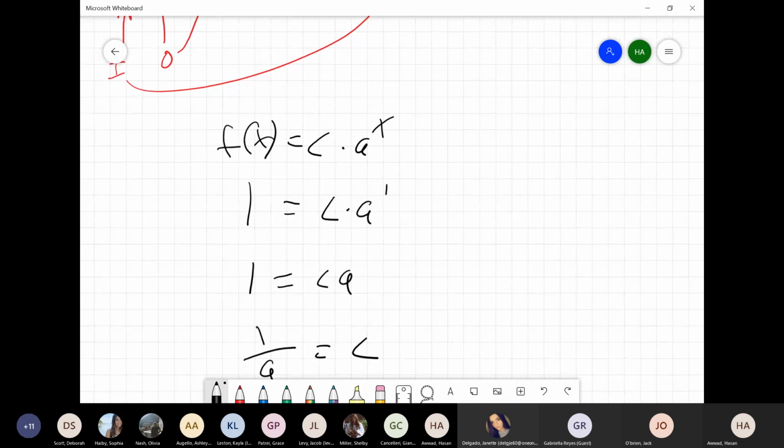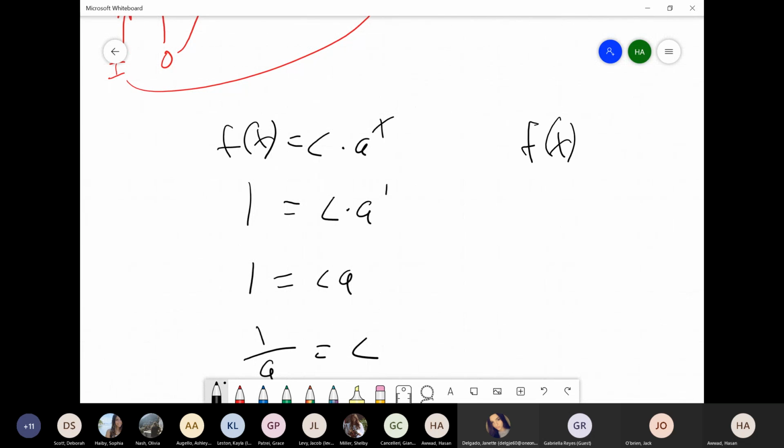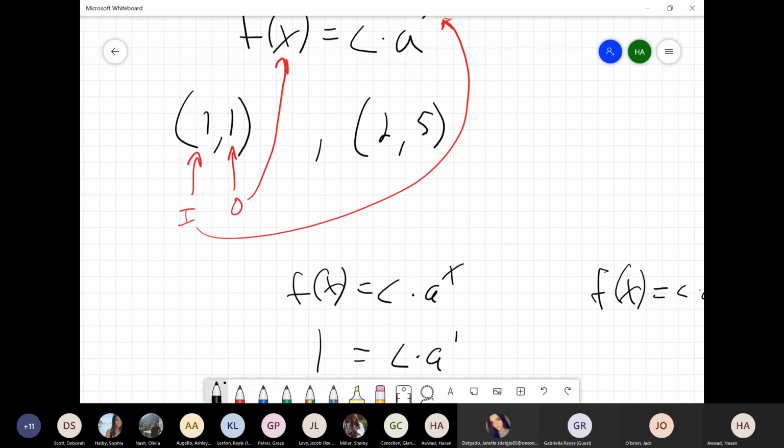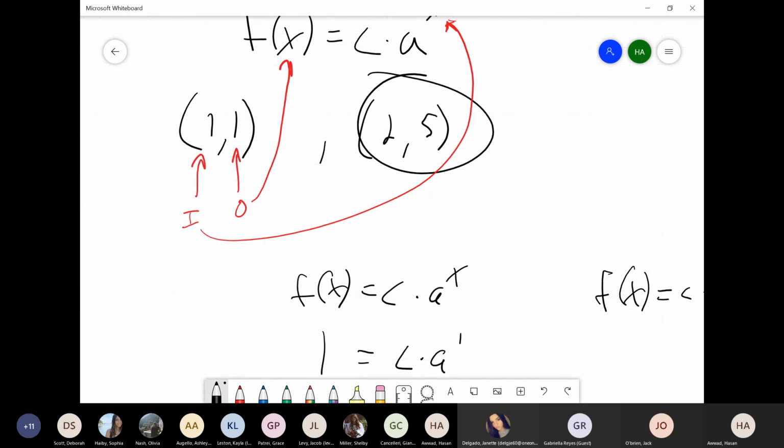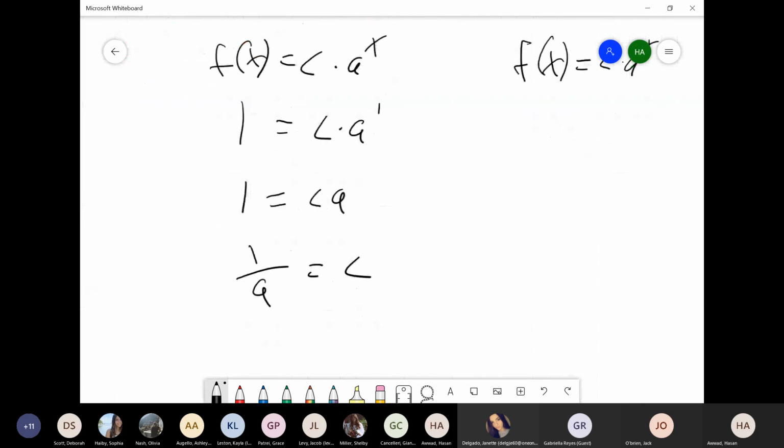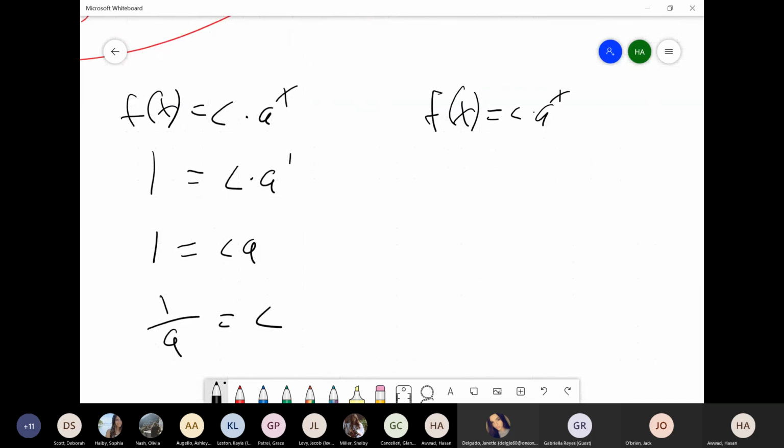So now what we can do is we can set this up again. So f of x is equal to c times a to the x. And now we're going to use our second input, the 2, 5. Well, our second solution, I should say. Second input being 2 and second output being 5. And this time, we know what c is. So we can plug c into our equation, and we'll be able to solve for a.